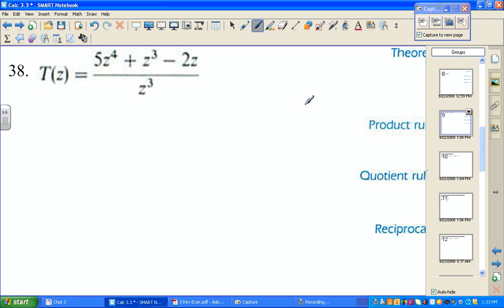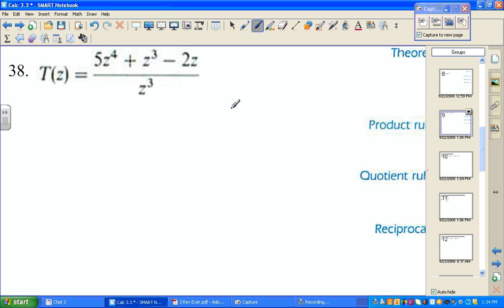When you go to the back of the book and check your answers, you have to understand that in calculus there are different forms of the same answer. There are two different ways you can do this problem, or there's one answer written two different ways.